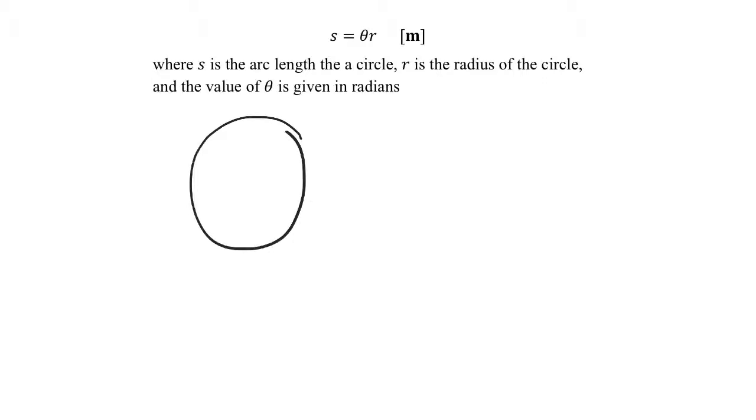And let's go ahead and draw an angle from the center, like a slice of pizza. The red is S. Blue is R. And theta is the angle intercepted by that arc. And you may have seen this already in geometry last year.